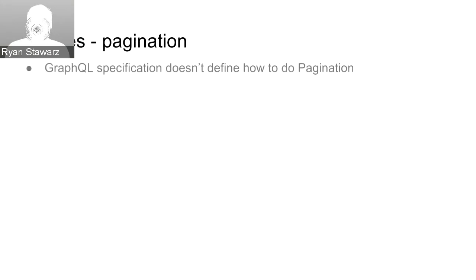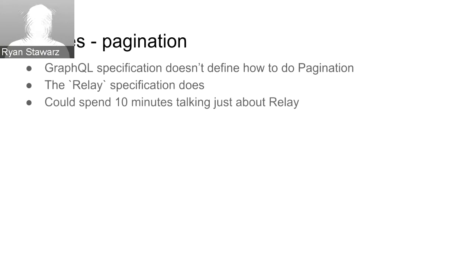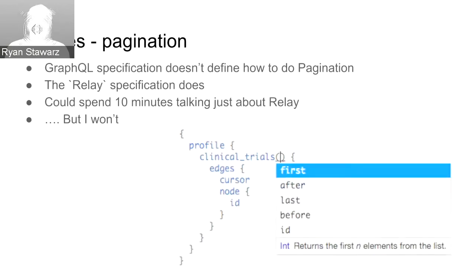Okay, so getting back to pagination. The GraphQL specification itself doesn't specify how to do pagination. You could implement it any way you want. It's always done by providing arguments on fields. Relay is a specification of itself, and it does specify how to do pagination. And in our implementation, the GraphQL Ruby library that we're using actually provides implementations for this Relay specification as well. I could spend 10 minutes talking just about Relay, but I'm not going to because it gets kind of complex and in-depth.